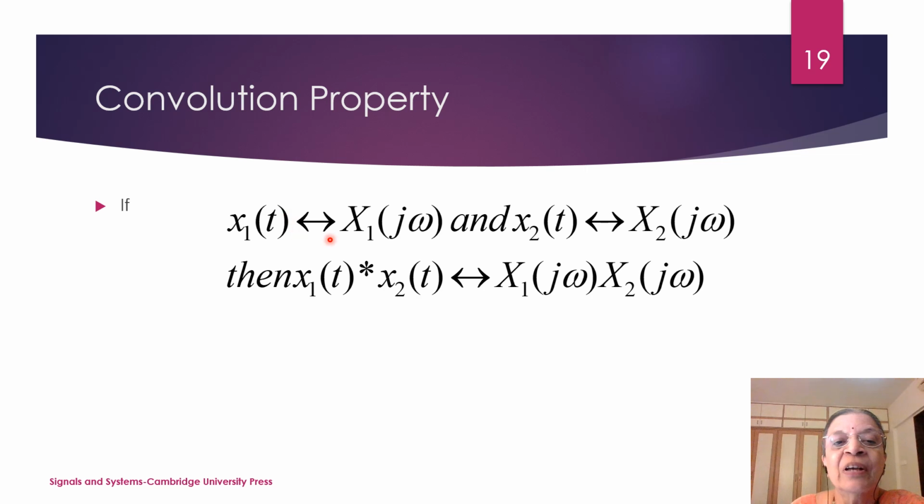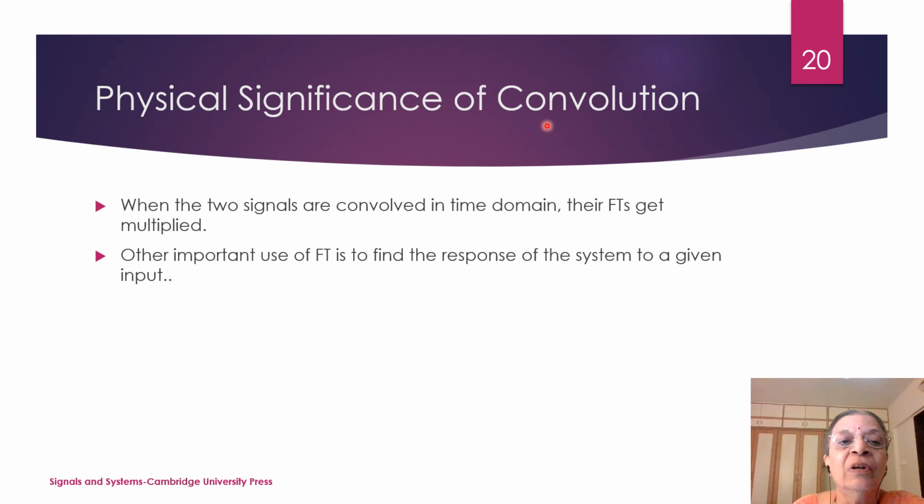Convolution property. If x1 of t transforms to x1 of j omega and x2 of t transforms to x2 of j omega, then x1 of t convolved with x2 of t transforms to x1 of j omega times x2 of j omega. So convolution in the time domain is equivalent to multiplication in the transform domain and vice versa. Physical significance of convolution: we know that multiplication is easy to compute, but convolution is a costly affair. So if you want to do convolution in the time domain, you can take the Fourier transforms, multiply them in the Fourier domain, and then take the inverse Fourier transform.